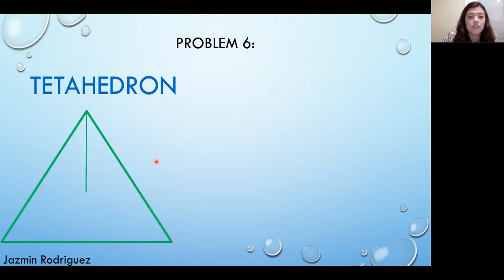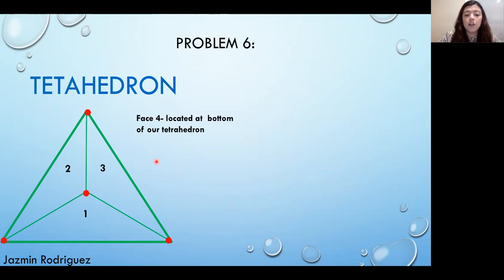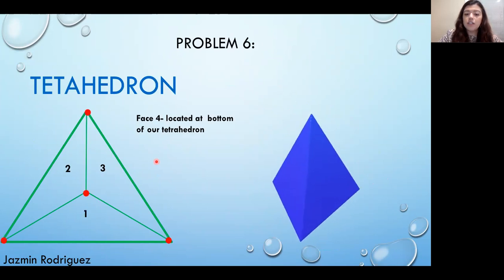So we'll have those 6 edges. And then it is also identified that it has 4 vertices or 4 points where they all meet. 1, 2, 3, and 4. And then it has 4 faces. So we have 1 face, 2, 3. And then our 4th one will be located at the bottom of our tetrahedron. And that's the side that is not visible at the moment, but it is there. And then here's kind of a 3D model of our tetrahedron so that you can see all 4 faces of our shape.